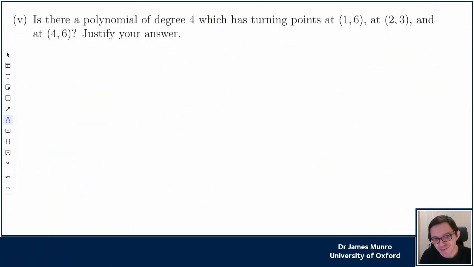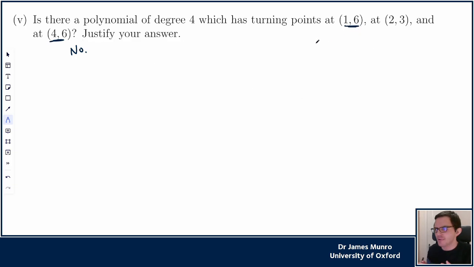And then last part of the question, is there a polynomial of degree 4 with turning points at 1, 6, 2, 3 and 4, 6? The answer this time is no. And to see why, let's imagine doing the same method that we just did with translations. This time the points are not at minus a, 0 and a, 0 at all. There are these points at 1, 6 and 4, 6.